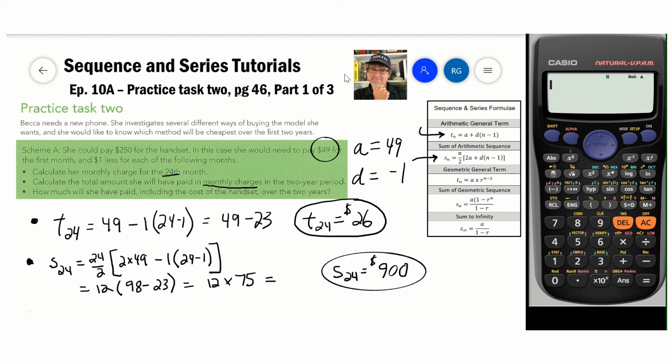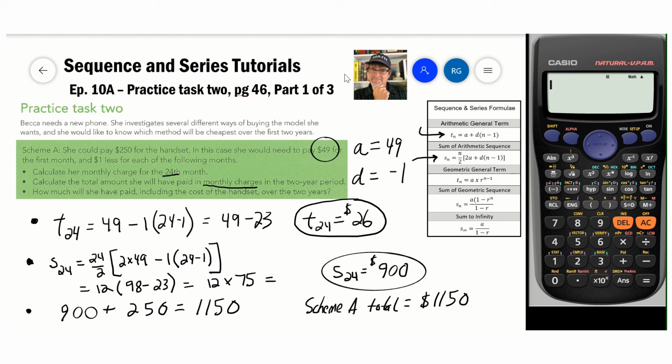All right, the last part. How much will she have paid, including the cost of the handset over the 2 years? All right, well, we've got her monthly charges. Those add up to $900. So her initial charge, which is for the handset, is $250. So that gives us $1,150. So the Scheme A total equals $1,150.